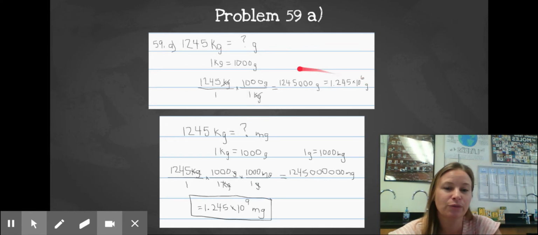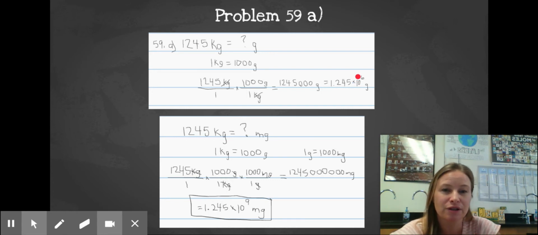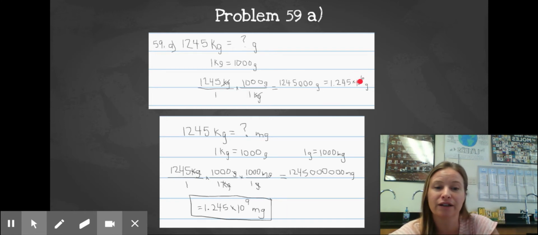When you see a large number like this, you should have a positive exponent up here. If it was a tiny number, you would have a negative exponent. 1.245 times 10 to the 6th is a million, so you have 1.245 times a million, which is going to be a big number. If it was a negative 6, that would be a millionth. So you're taking 1.245 and you're dividing it by a million if that exponent were negative.